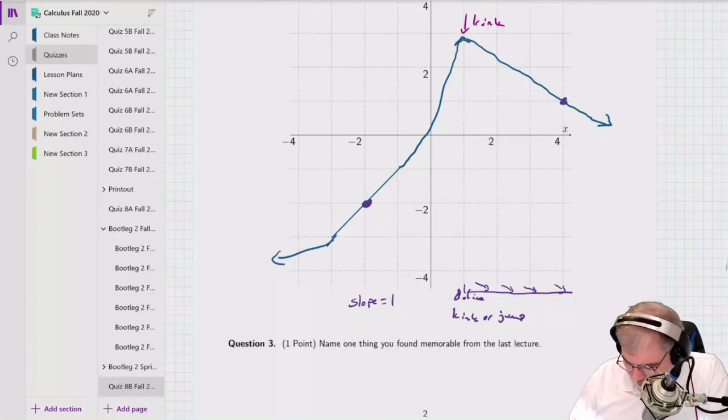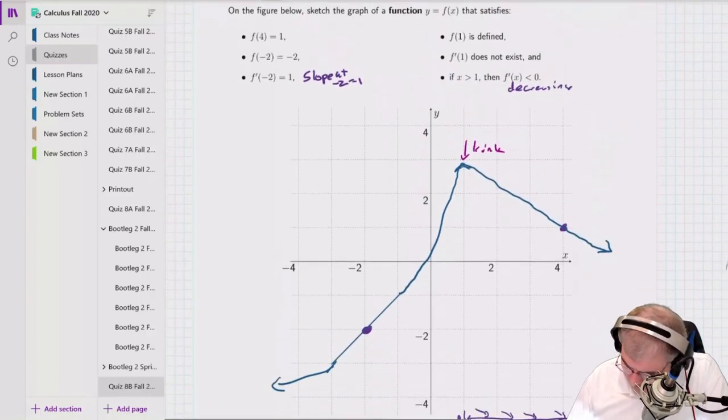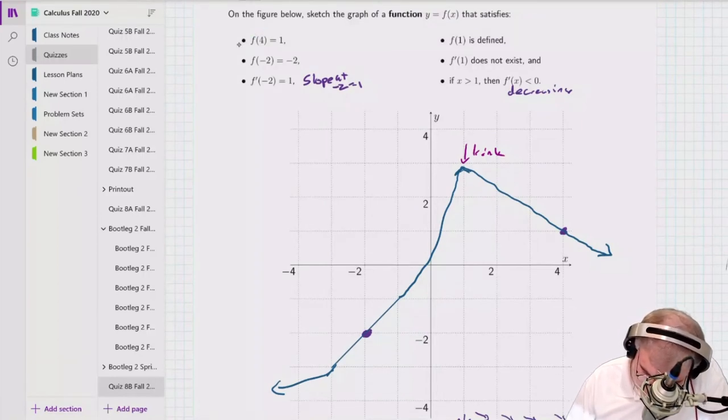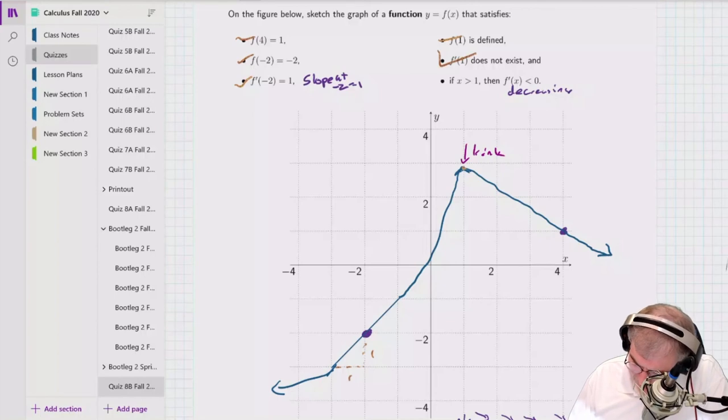All right, and then I check my conditions. F of 4 equals 1, check. Let me do the checks in a different color. F of negative 2 equals negative 2, check. The slope at negative 2 is 1. F prime of negative 2 is 1, yep. F of 1 is defined. Yep, it's right there. F prime of 1 doesn't exist. Correct, we got a kink. And if x is greater than 1, f prime of x is less than 0. Decreasing, yes.